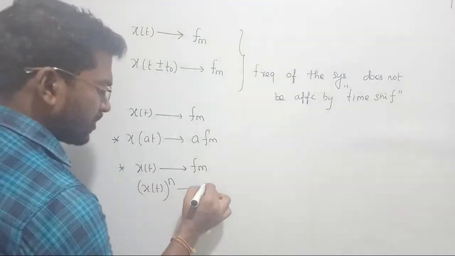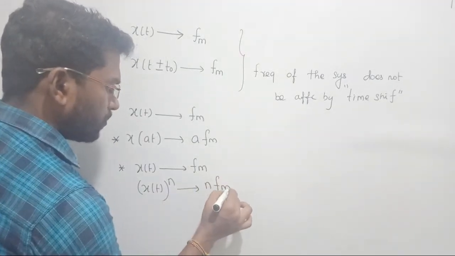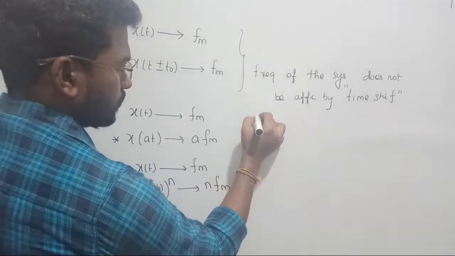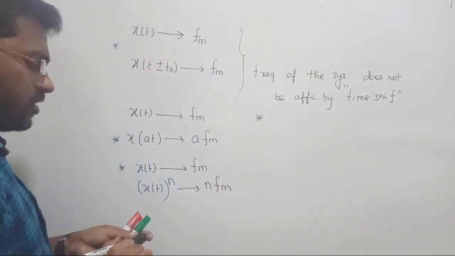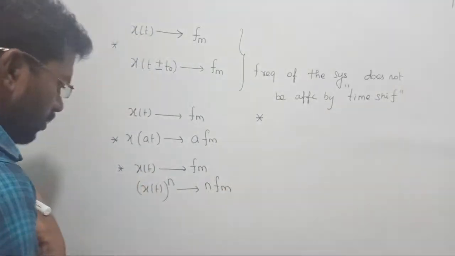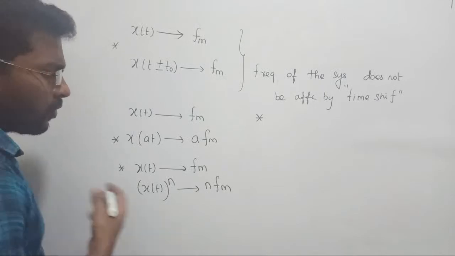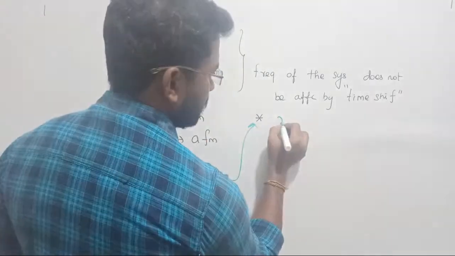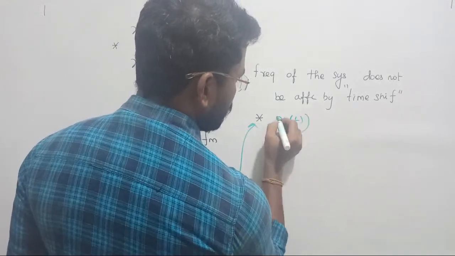Again, what will happen? Then its corresponding frequency will become n times of f. That's all, just to remember. And the next one is, okay, listen, this is a slight extension. For example, I have a signal x of t whole square.